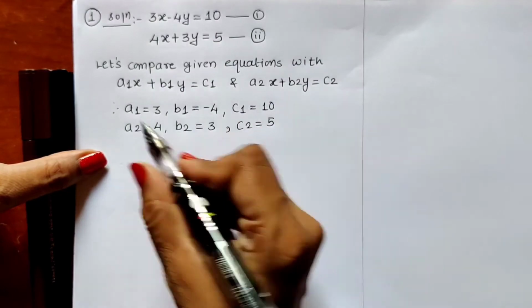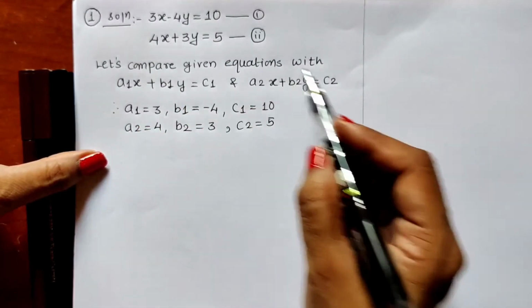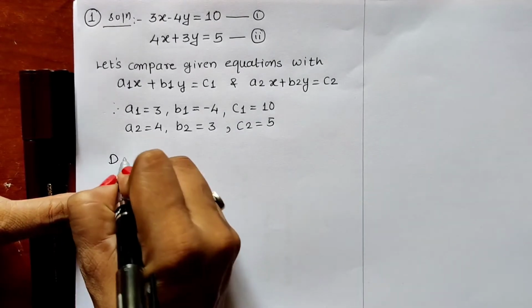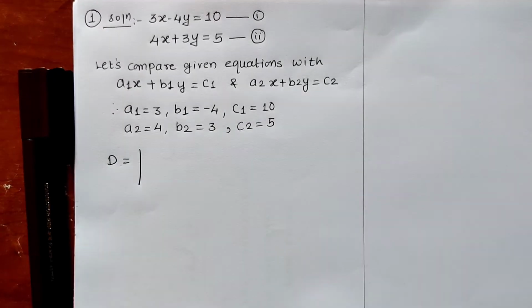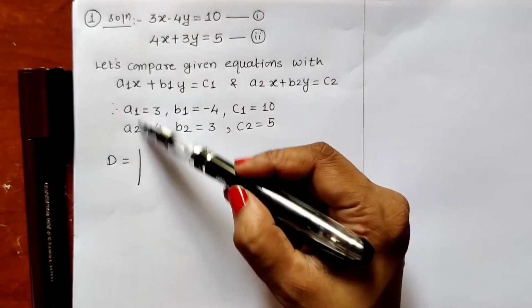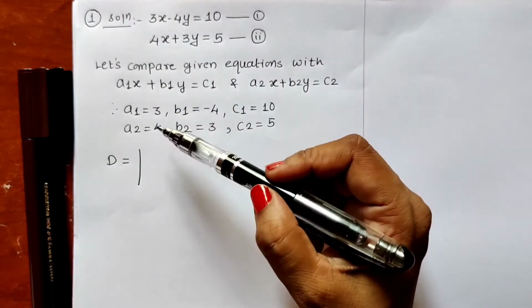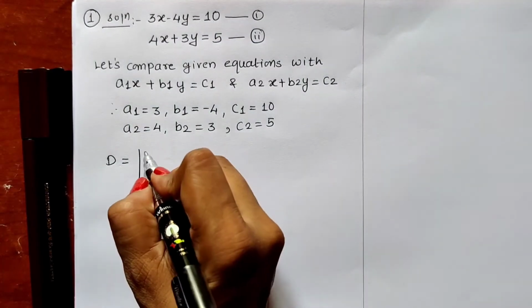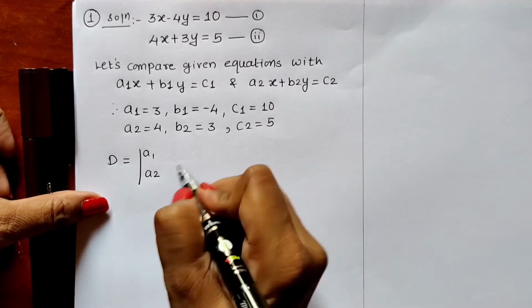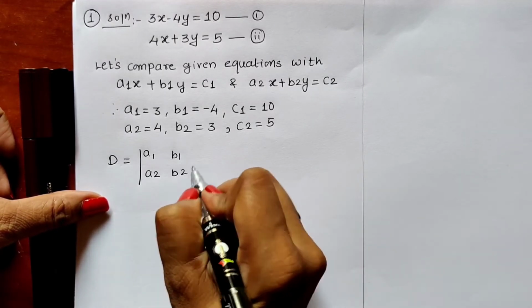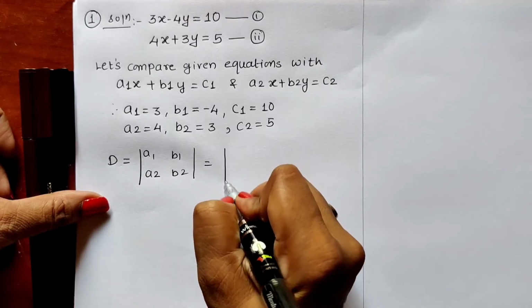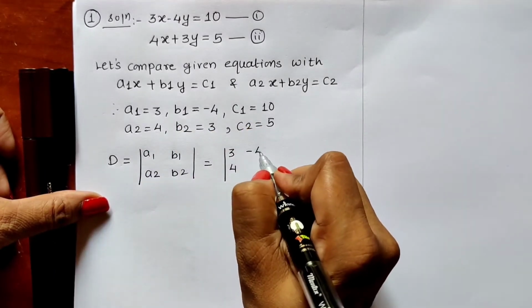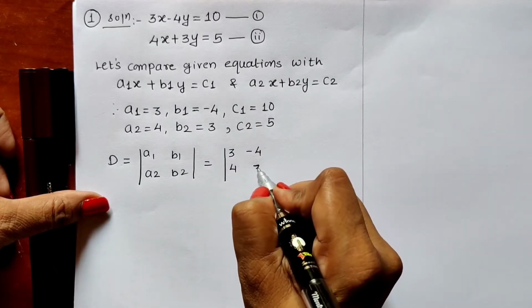So in this way, first compare these coefficients with a1, b1, c1 and a2, b2, c2, and then we will be writing the determinant. Determinant D is equal to what I have shown you. In determinant D we have to write coefficients of x and coefficients of y. That means we will have to write a1, a2 and b1, b2. So a1 is 3, a2 is 4, b1 is minus 4 and b2 is plus 3.